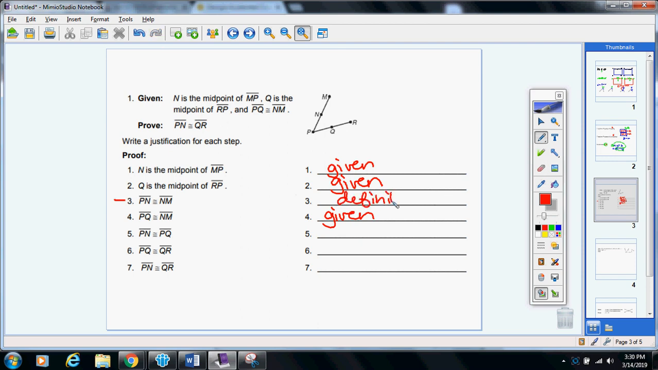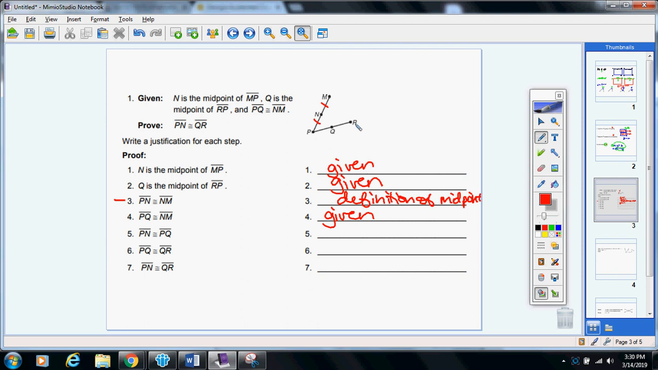With proofs, you do not want to assume anything. You don't want to say, well, of course, if it's the midpoint, that means that those two segments are congruent. You have to explicitly state that. You can't assume that somebody looking at your proof knows every single thing about geometry. So you have to define every statement that you make, justify every step that you make. All right, so N is the midpoint, so that means these two segments are congruent.